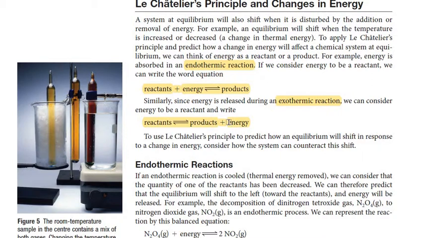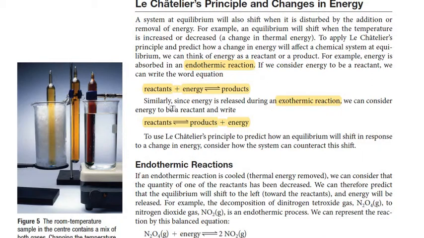So to use Le Chatelier's principle to predict how an equilibrium will shift in response to a change in energy, consider how the system can counteract this shift. Basically, for an endothermic reaction, as we increase the temperature, or thermal energy, the reaction will shift to the product side, to the right hand side, to damp this change. And whenever we have an exothermic reaction, when we increase the temperature, the reaction will shift to the left, to the reactant side.